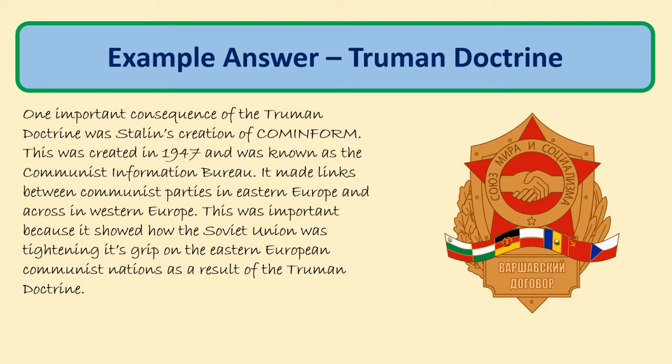This is just one paragraph. So one important consequence of the Truman Doctrine was Stalin's creation of Cominform. This was created in 1947 and was known as the Communist Information Bureau. It made links between the communist parties in Eastern Europe and across in Western Europe. This was important because it showed how the Soviet Union was tightening its grip on Eastern European communist nations as a result of the Truman Doctrine.